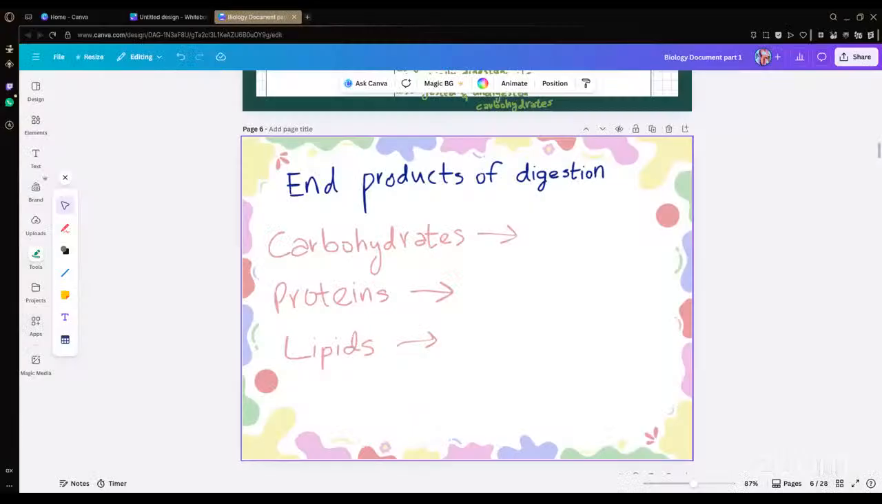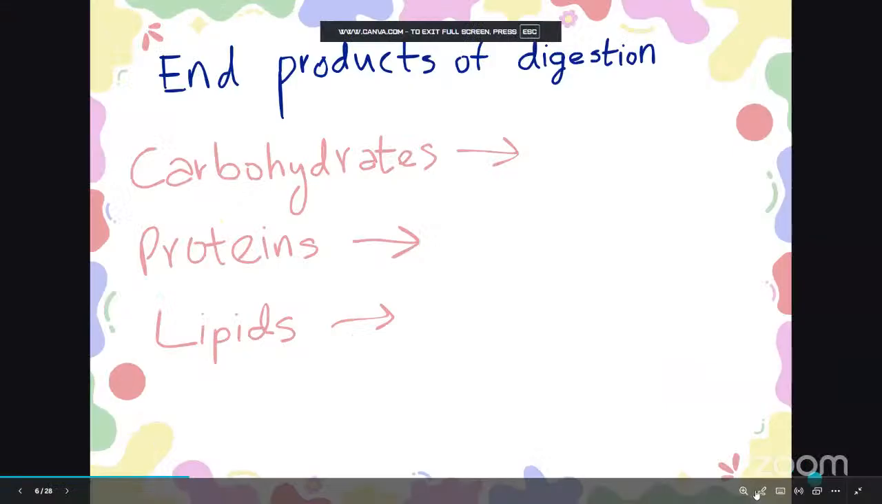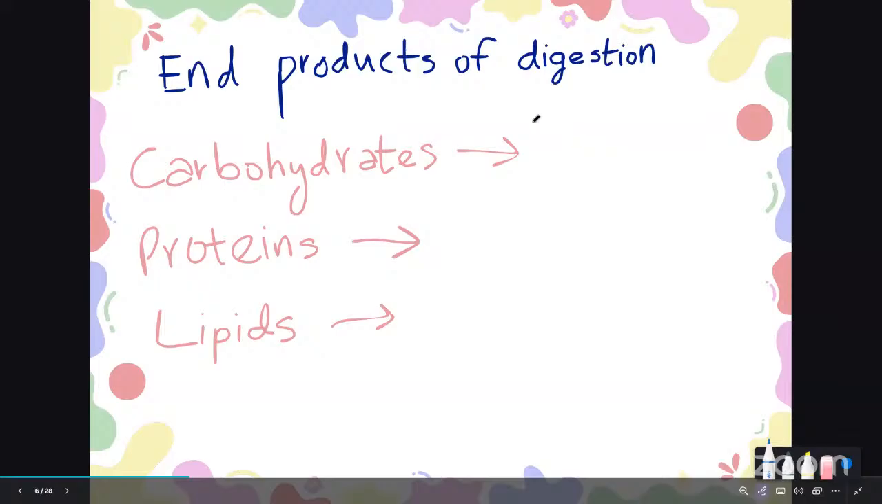I don't know why my screen keeps freezing. All right. Okay, so this is for y'all to answer. May I know the end products of carbohydrate digestion? So you tell me the answer, I can write it here.